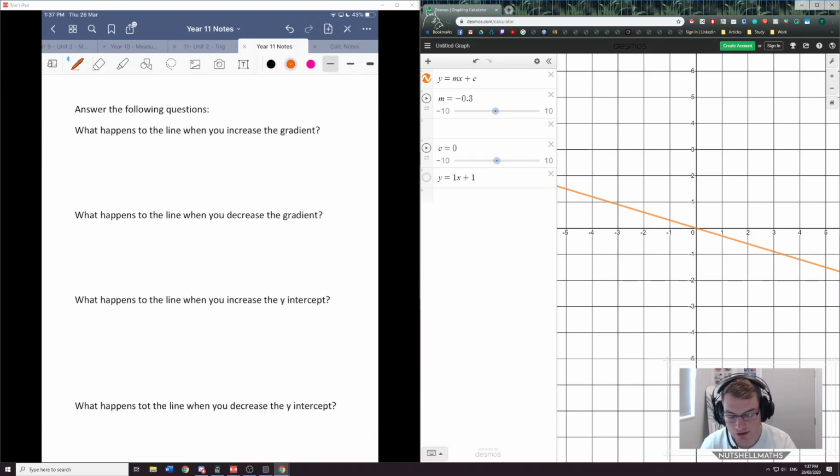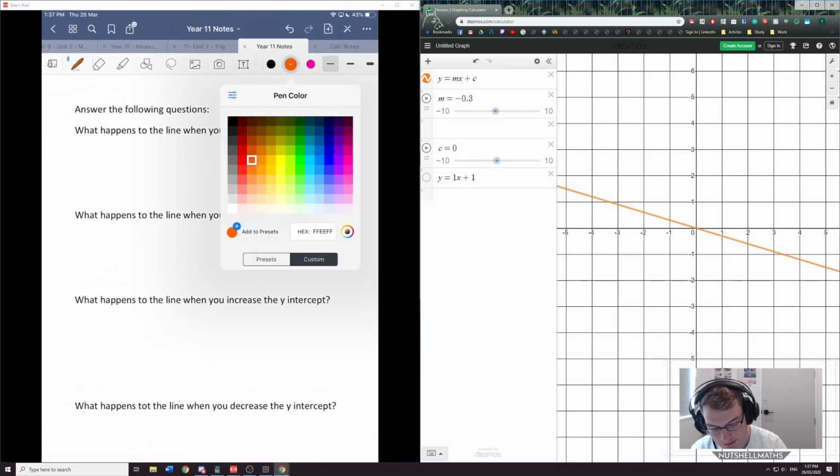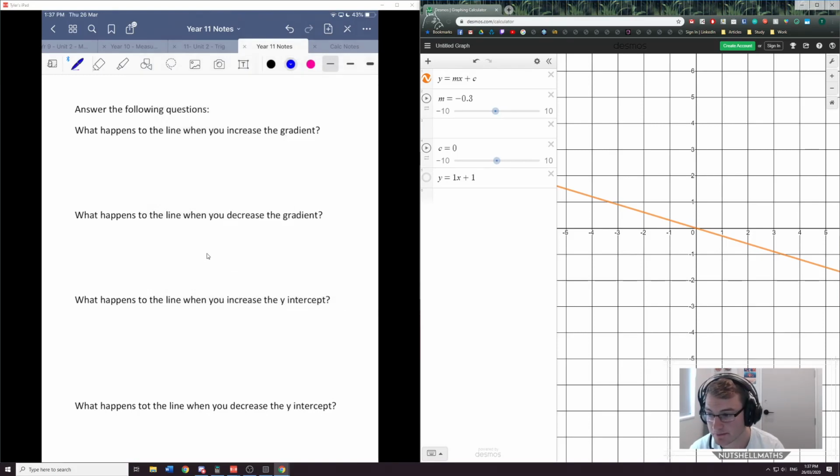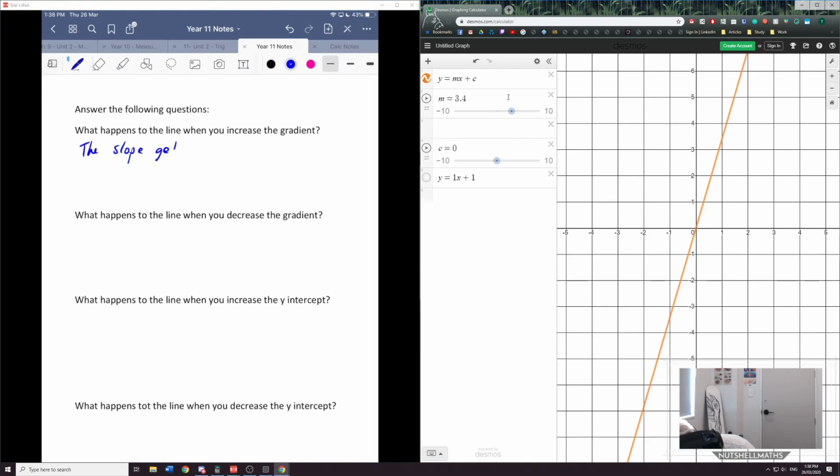What happens to the line when you increase the gradient? Thoughts? We can experiment here. As we increase the gradient, the slope gets steeper. And I might even draw a picture of what this looks like. It goes like this, right?